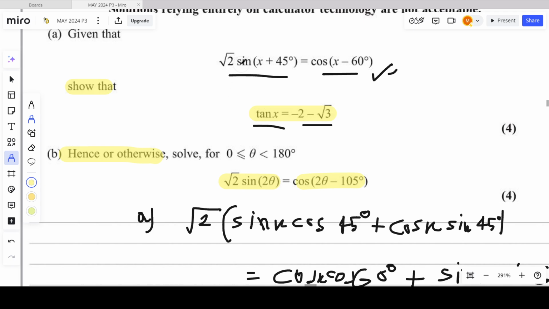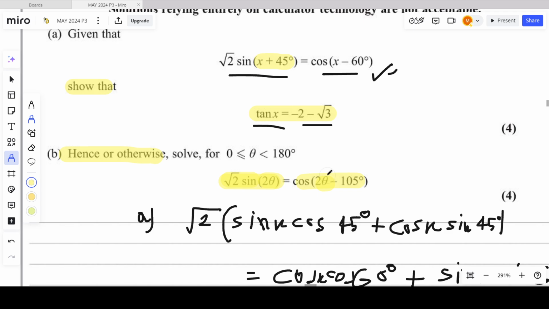In part A it was square root of 2 sine, that is fine, square root of 2 sine is also there, but it was x plus 45 degree, and now it is 2 theta. Make sense? In place of x, it is 2 theta. And this is minus 60 degree. Earlier it was x minus 60 degree. Now in place of that they have considered 2 theta minus 105.